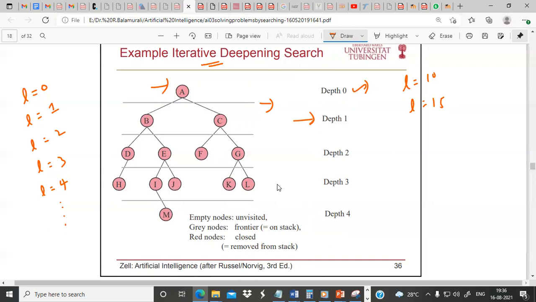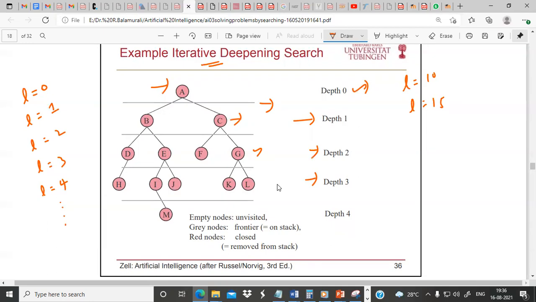Now we make the depth limit as 1. Now we go up to this level. So if the goal state is available in the first level, it will identify it at depth 1. If it is not available, then increase the depth to 2. Now if the goal is available somewhere in the third depth, it will identify it. Now increase the depth to 3.